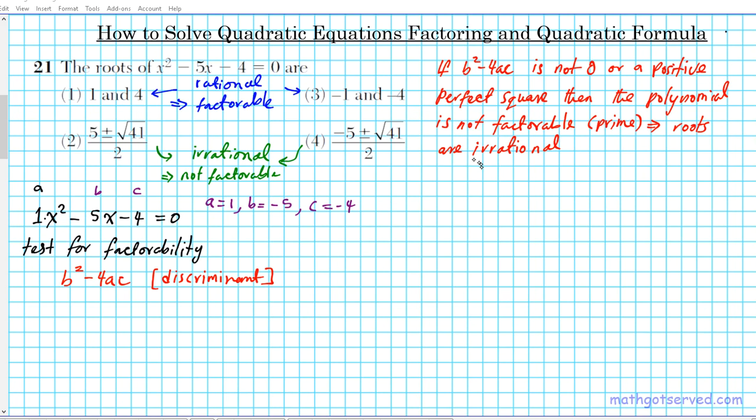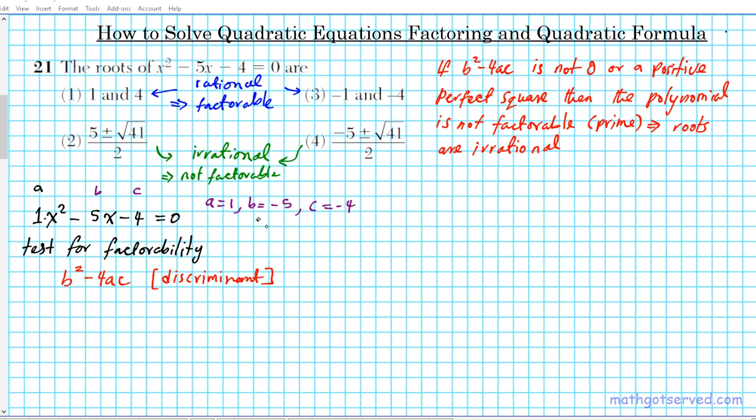Alright, the roots could be imaginary too, but in this particular case, we're just focusing on it being rational or irrational. So if b squared minus 4ac is not 0 or a positive perfect square, then the answer will be option 2 or 4. But if b squared minus 4ac is 0 or a perfect square, like 4, 9, 16, then the answer will be option 1 or 3. So with that in mind, let's do the test.